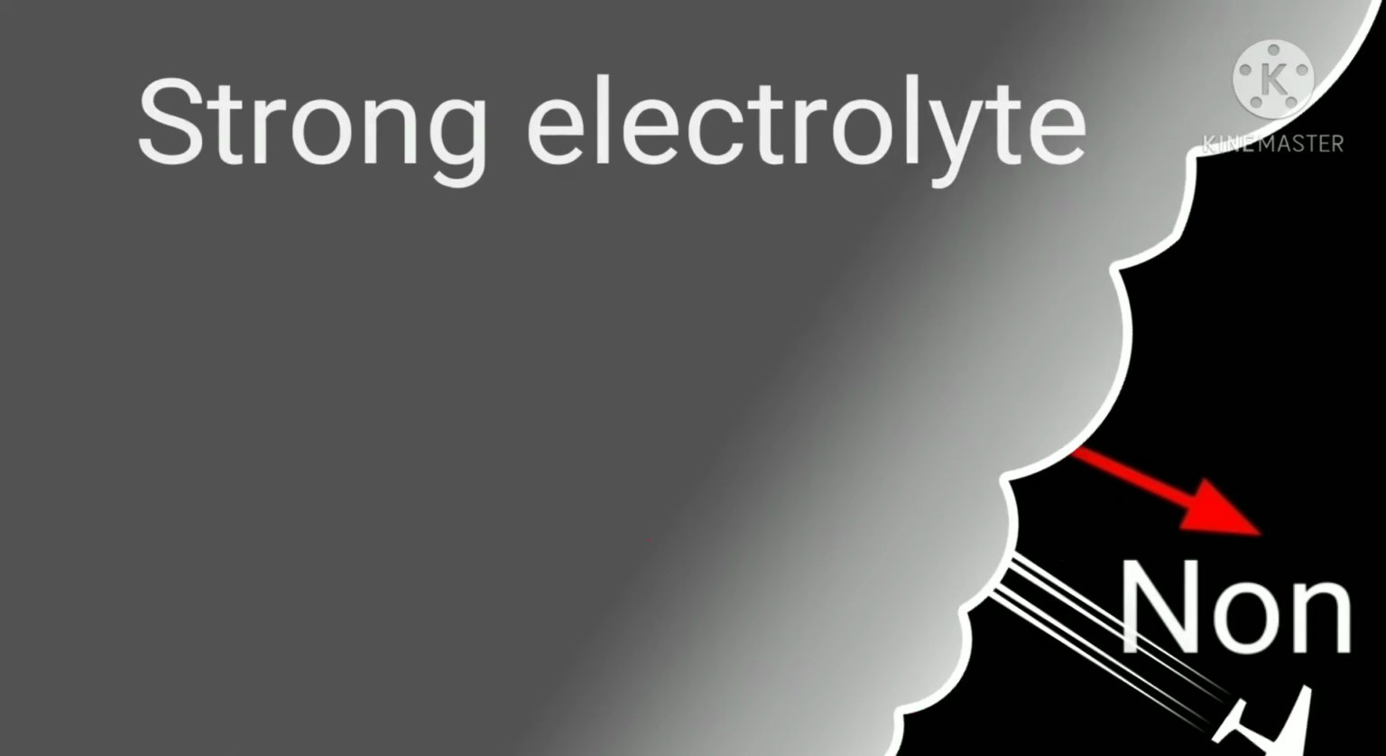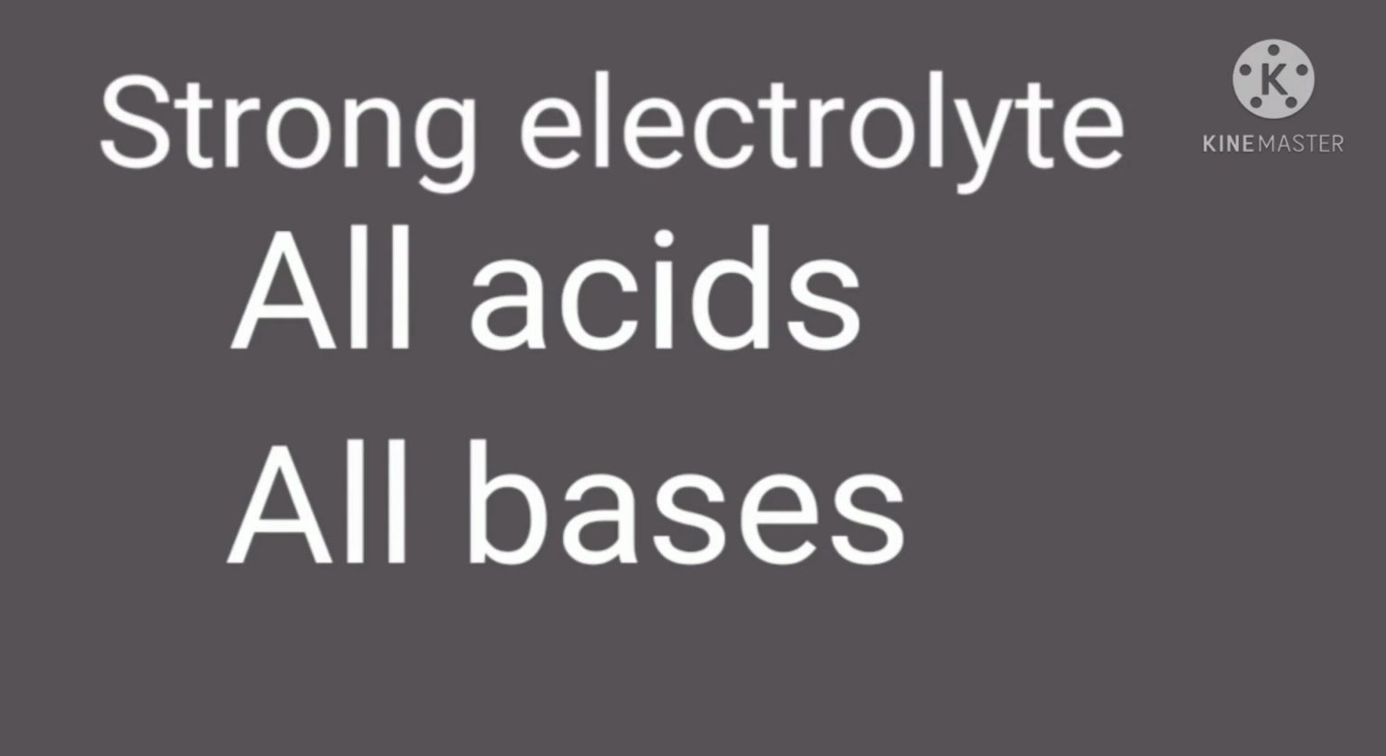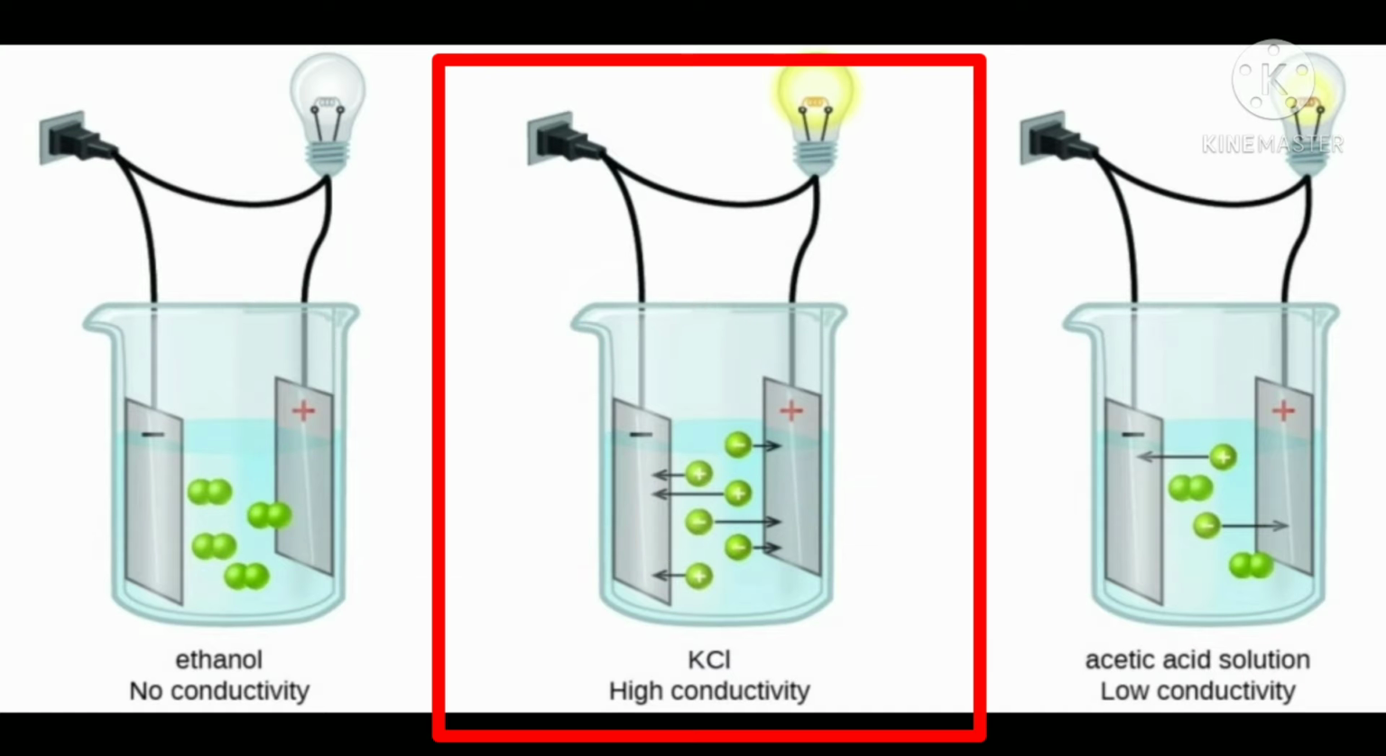First, let us learn about the strong electrolyte. The strong electrolytes example is all strong acids and all strong bases and also the salt of all strong acids and bases. It allows large amount of electricity to pass through it.